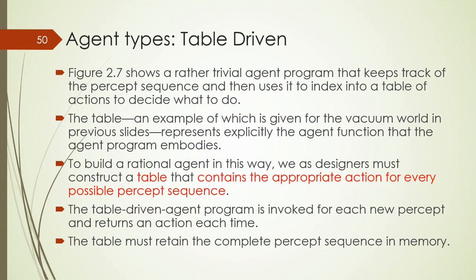To build a rational agent in this way, designers must construct a table that contains all appropriate actions for every possible percept sequence. The table-driven agent program is invoked for each new percept and returns the action each time. The table must retain the complete percept sequence in memory.